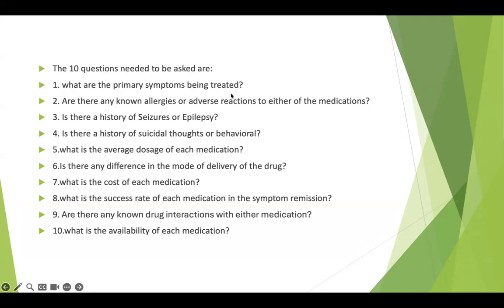What are the primary symptoms being treated? Are there any known allergies? Is there any history of seizures? Is there any history of suicidal thoughts? What is the average dosage of each medication? Is there any difference in the mode of delivery of the drug? What is the cost of each medication? What is the success rate of each medication in symptom remission? Are there any known drug interactions? And what is the availability of each medication? So these are the 10 questions in sub question D.